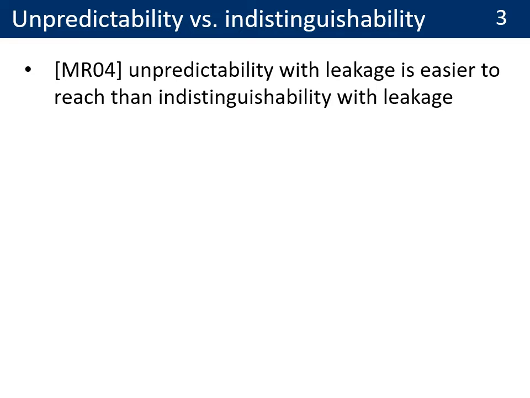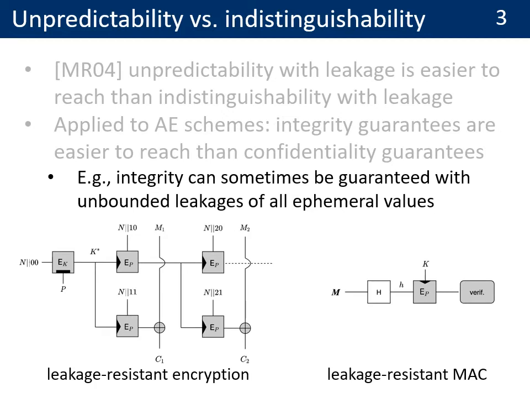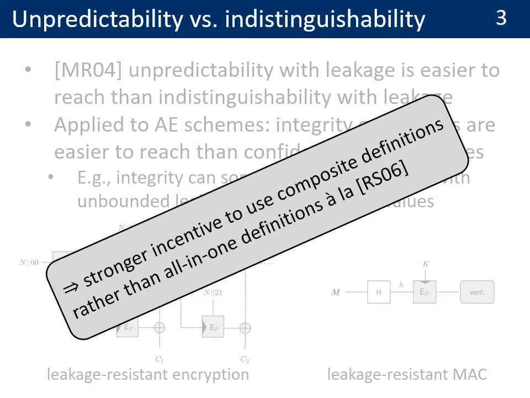A second reason why physical security analyses are difficult relates to the observation of Micali and Reyzin that unpredictability with leakage is easier to capture and guarantee than indistinguishability with leakage. Applied to the case of authenticated encryption schemes, it means that integrity guarantees are easier to reach than confidentiality guarantees. For example, it can happen that you can guarantee integrity with an unbounded leakage of all the ephemeral values of a scheme, which is something that's not going to work for confidentiality. As a result, we have a stronger incentive to use composite definitions rather than all-in-one definitions as in Rogaway-Shrimpton, which is more convenient in the black box world.